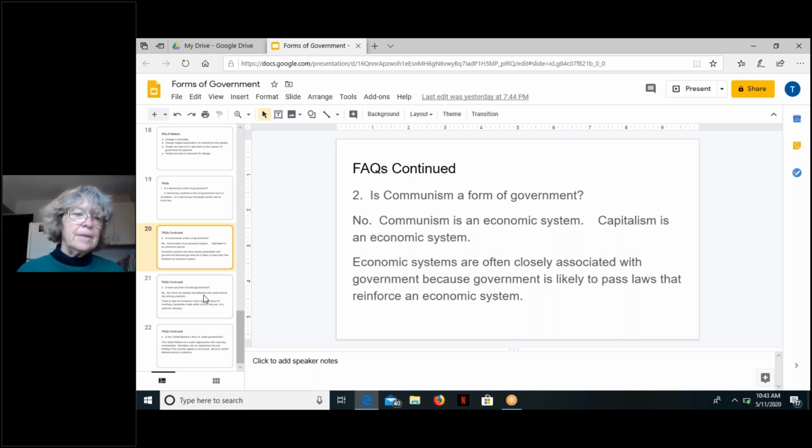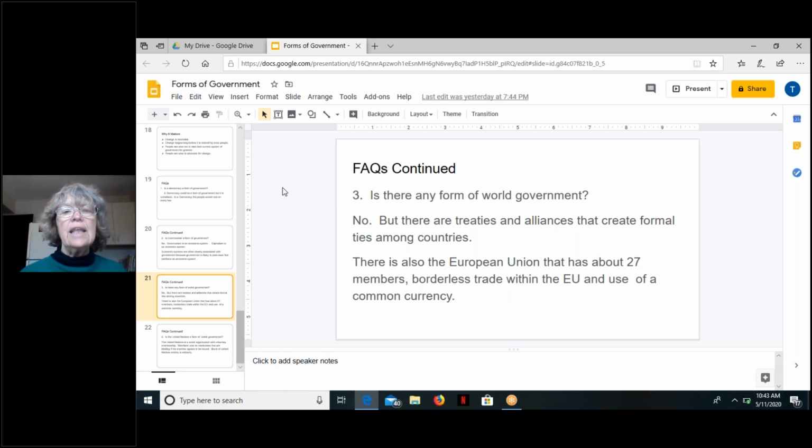Okay, yeah, thank you for that. The third question is: is there any form of world government? And the short answer to that is no, but we have to recognize that there are treaties and alliances that create formal ties among countries. And then we also have to recognize that there is the European Union. It is a union of about 27 members, and it promises borderless trade within the European Union, and they use a common currency. So it's not world government, but it's a large government that exists beyond the boundaries of specific countries.